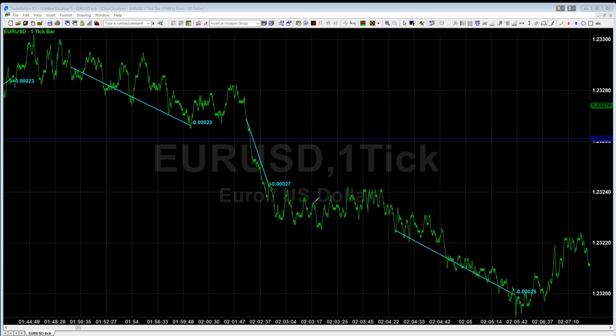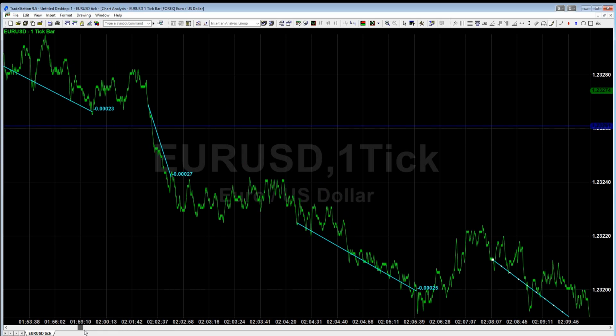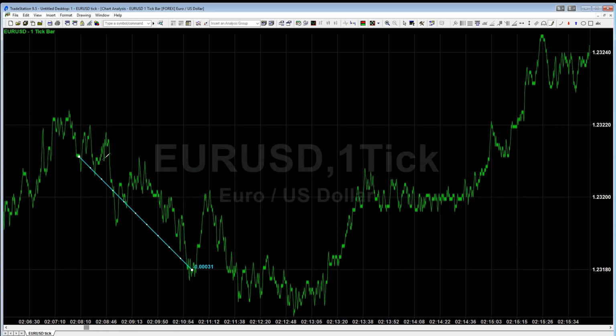Most of the volume for the day is done in the European session for this pair, Euro-US dollar. The Asian session doesn't account for a lot of volume, and nor does the afternoon US session. And you can see that in the price action as we go through it. So I've already marked a few trades here. We'll just fast forward a little bit.